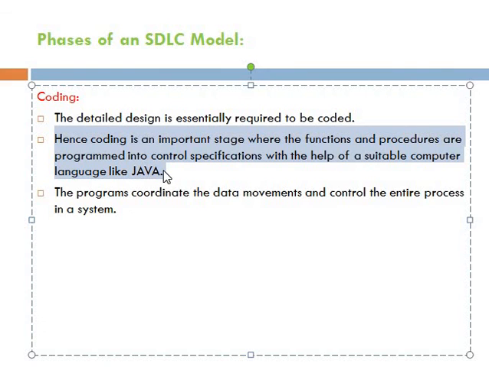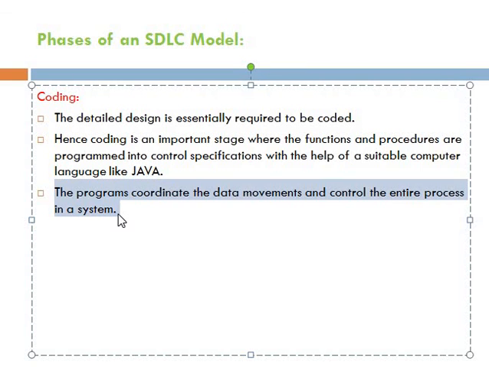So the coding step requires the detailed design of the system to be divided into a group of modules, and we call those individual modules as functions and procedures. And these functions and procedures are programmed and then integrated together to build the entire software application. And that can be done using any suitable computer programming language such as Java, C#, PHP, Python, etc. The programs coordinate the data movements and control the entire process in a system.